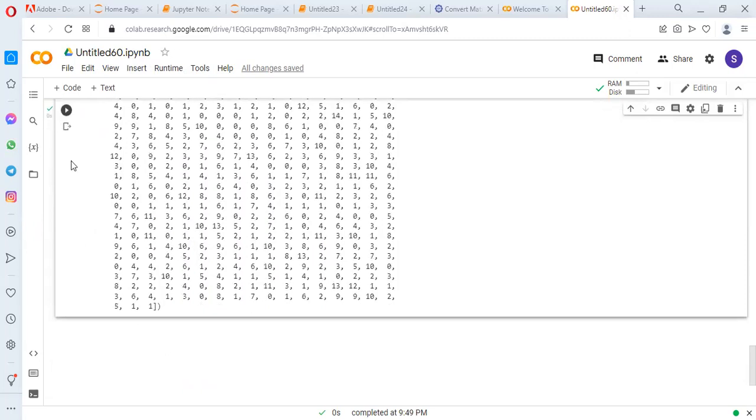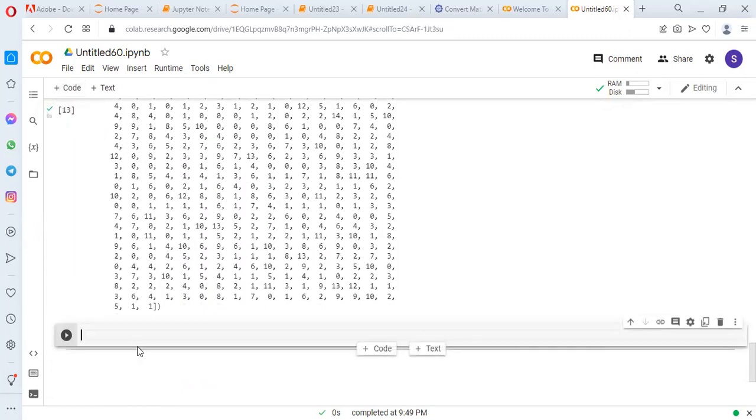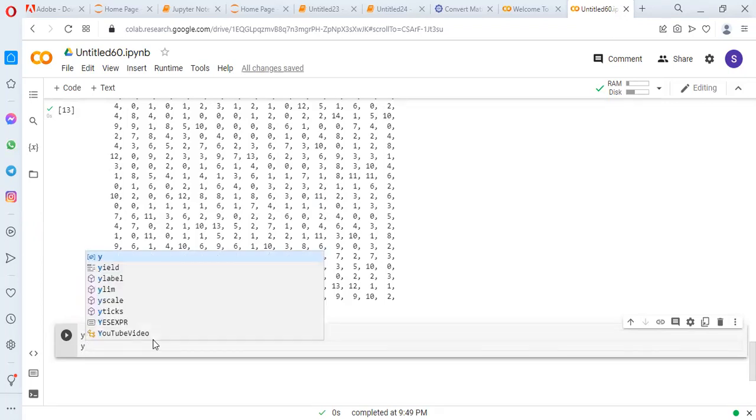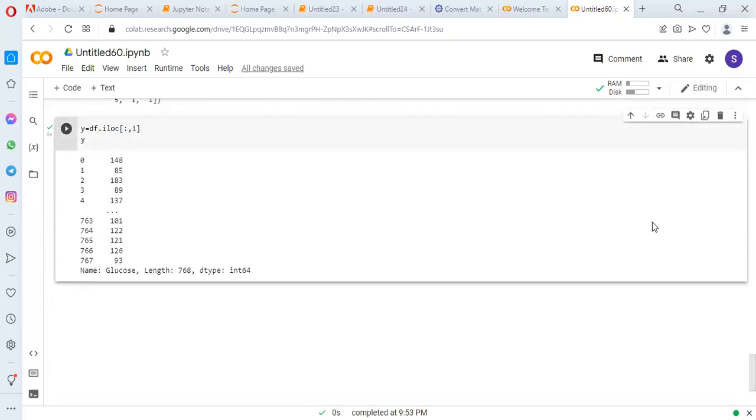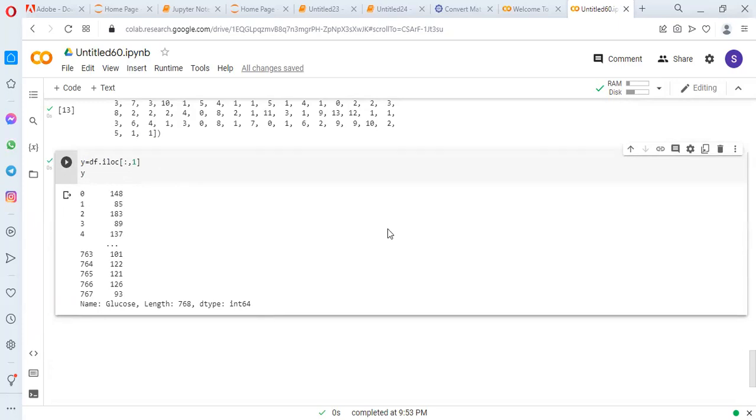Similarly, if I want to see the values of the target variable, I have to write y is equal to df.iloc, taking consideration of the whole data set from the first column, and then write y. So these are the target values.